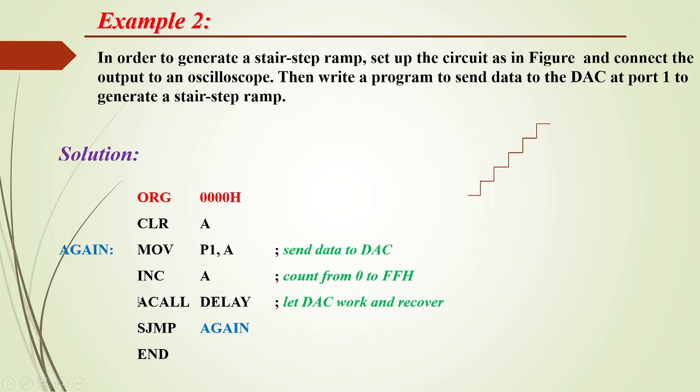When the content of the accumulator equals FFH, after incrementing it we get FFH plus 1, that is 100H. But the capacity of the accumulator is only 8 bits, so it will discard the first one and contain 00H. So after again giving the value 00 to this DAC, it will move to 0.